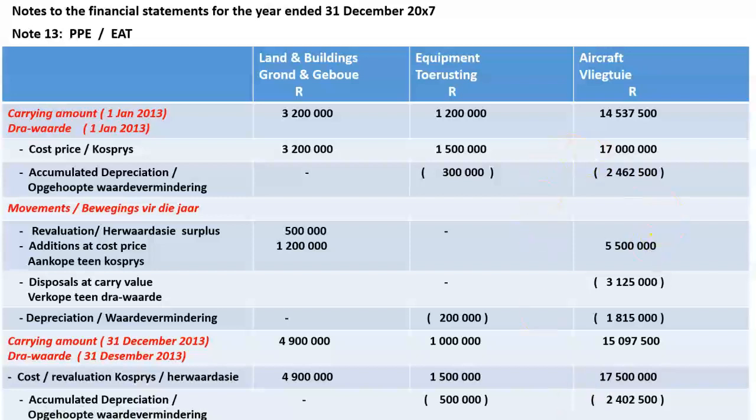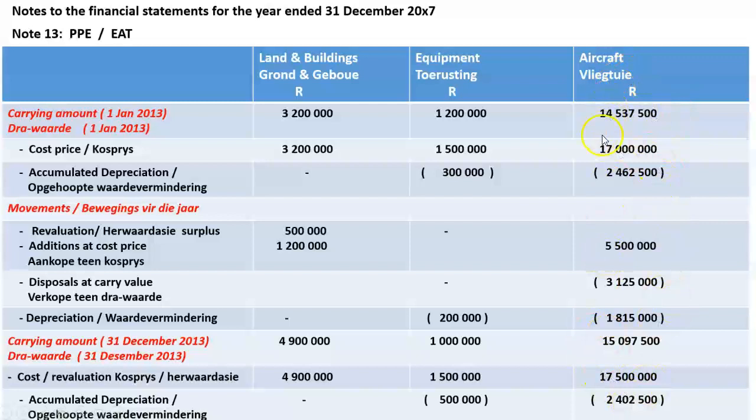But when I complete my IAS 16 note, I'm going to add all the line items together. I'm going to add all the additions together. I'm going to add all the disposals at carrying value of all the different underlying components together. And I'm only going to show one single figure on my IAS 16 note.